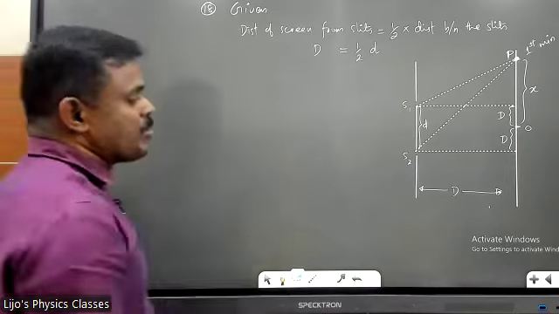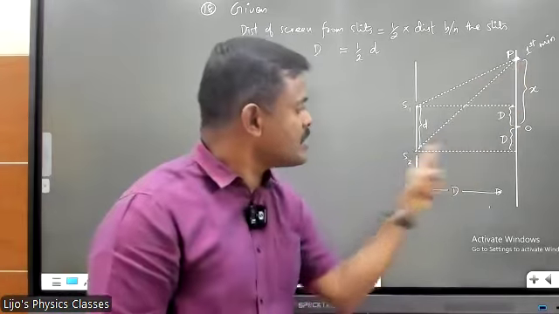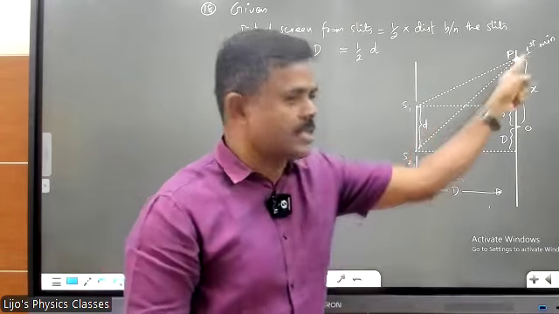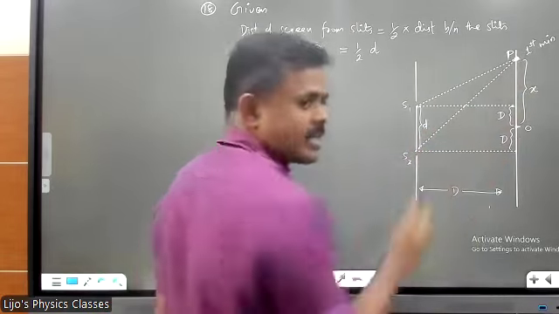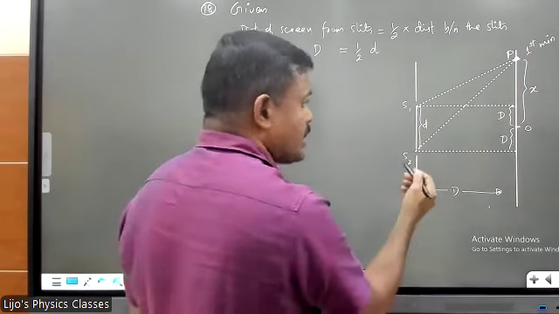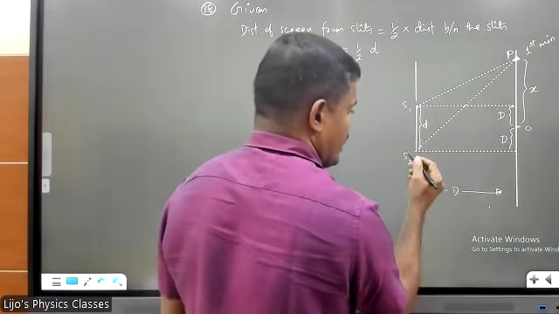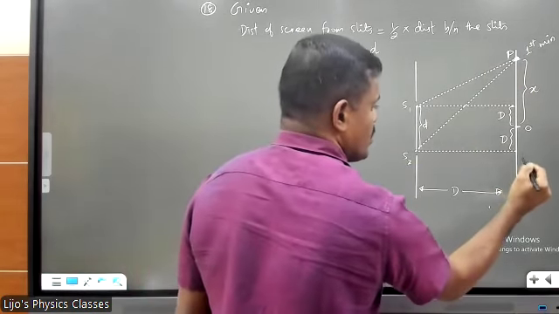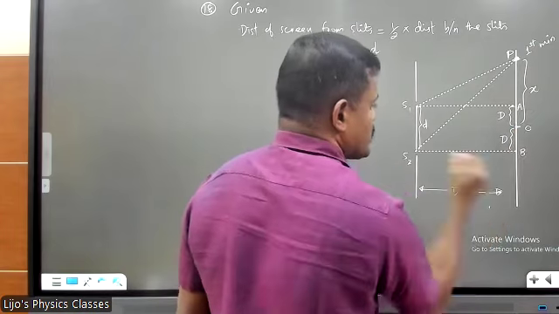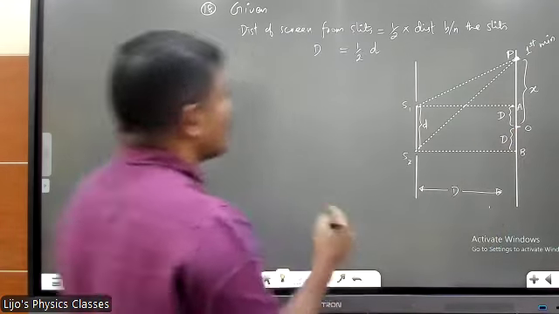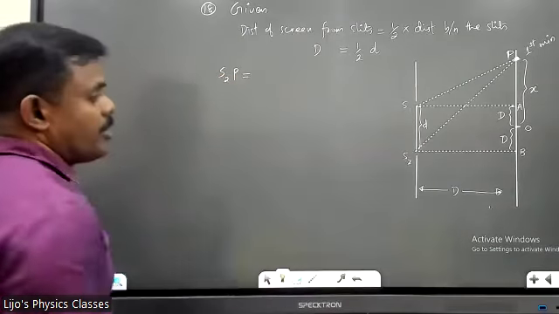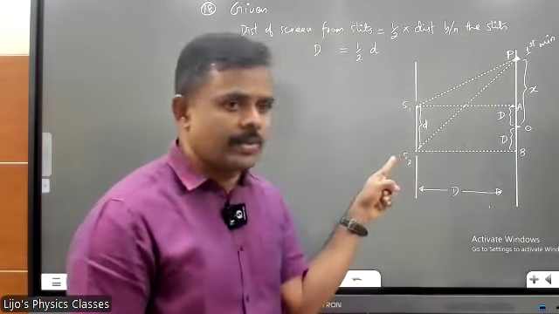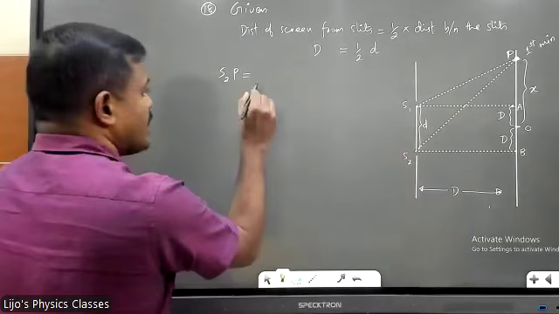I'm finding S2P first. In this bigger triangle, you apply Pythagoras theorem. I may call it S2 this P, I call this B, this A. Pythagoras theorem says what? It's very simple, just application of Pythagoras theorem. Hypotenuse is equal to root of, tell me what?